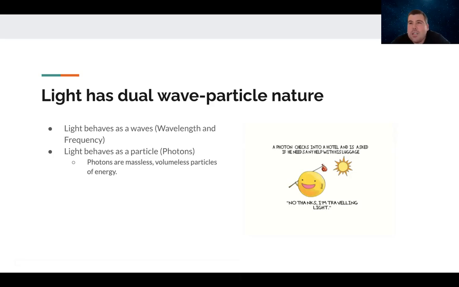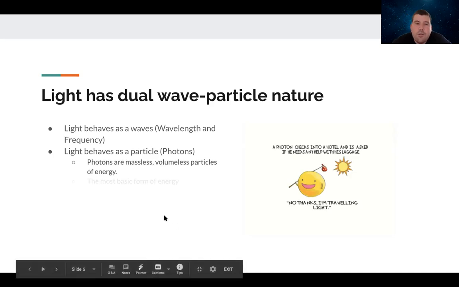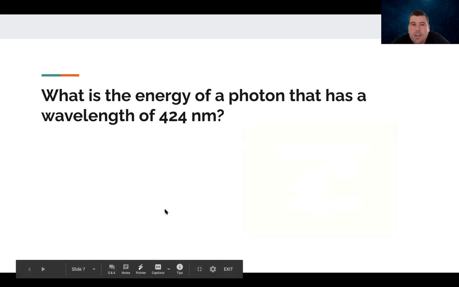And the way that I like to think of photons is that they are the most basic unit of energy. You cannot have a half or a third of a photon. You can only have a whole number of photons. It's the most basic unit or basic form of energy.